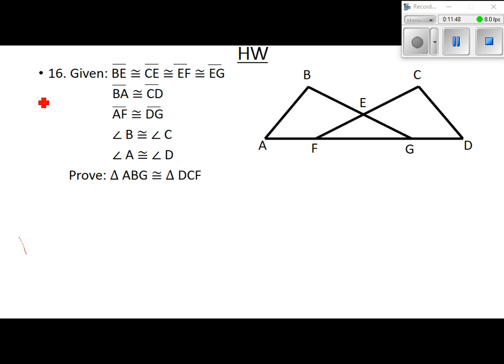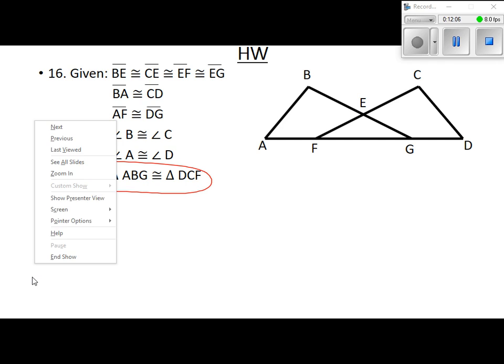This was number 16, just to show you this. Number 16 on there, we had to show that all 6 parts of one triangle were congruent to all 6 parts of the other triangle to prove the 2 triangles are congruent. This is what we're going to be doing for the rest of the chapter. And this problem looks something like this.